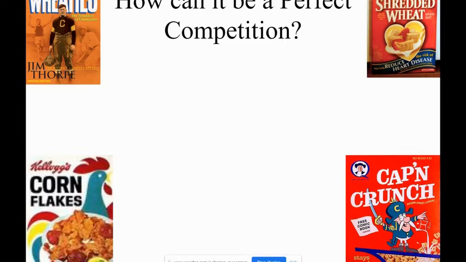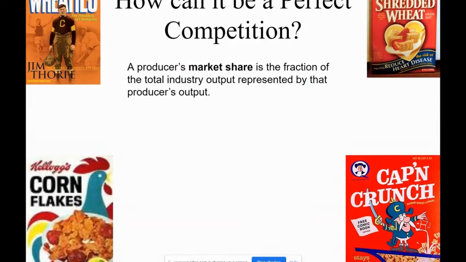And there are 3 main characteristics on this slide that are going to explain what perfect competition is. The first thing is that a producer's market share is the fraction of the total industry output represented by that producer's output. That's a lot to just say, we have no market share. When we say market share, what we're referring to is how powerful a company is. If you think about it as a pie, every company has a piece of the pie. And with perfect competition, we have a very small piece of the pie.